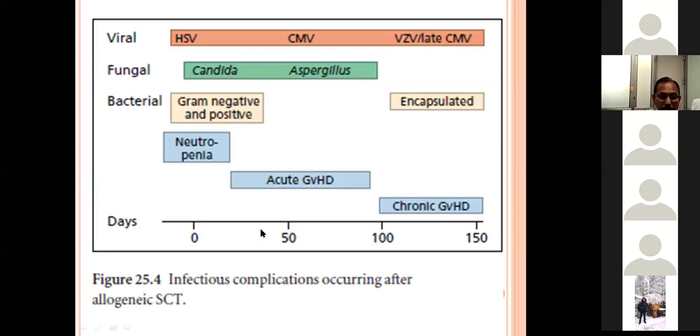Initially the patient is immunocompromised and neutropenic for about 3 weeks. 3 weeks are very crucial. This is day 0, day 50, day 100. So initially the major threat is viral infection and gram negative infection, followed by fungal infection. These are the major problems during the period of neutropenia.